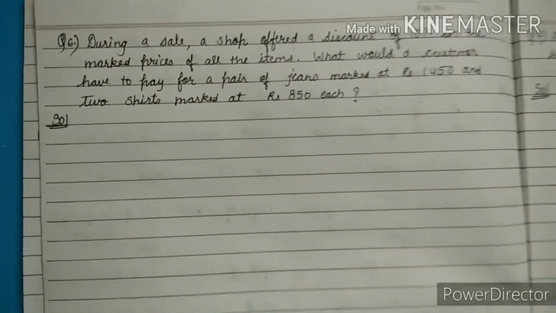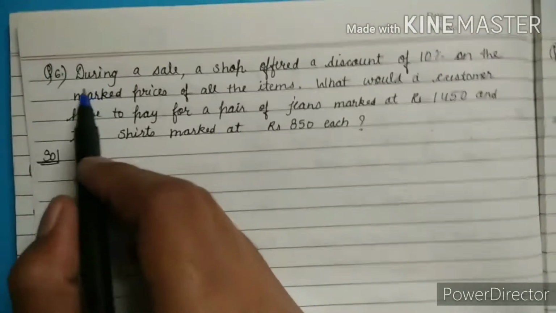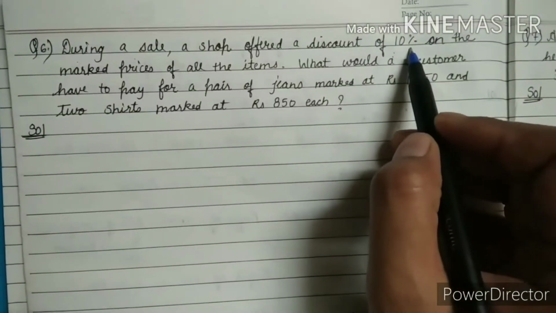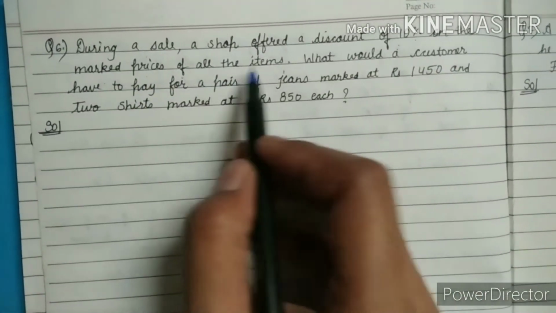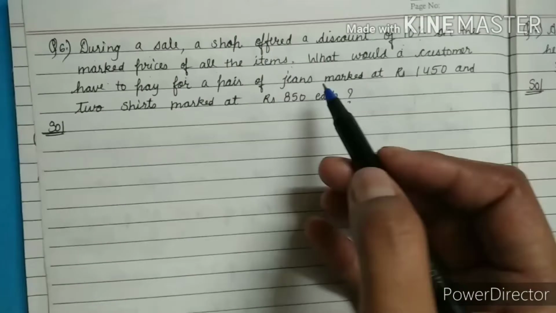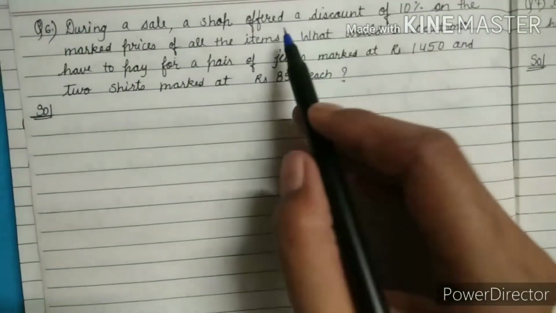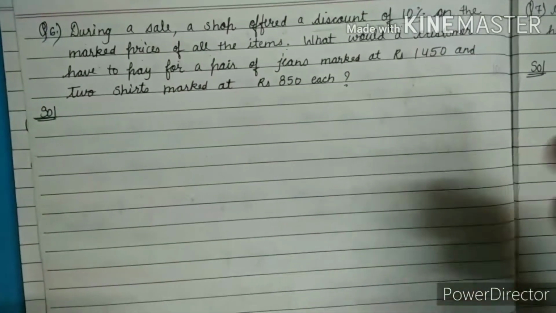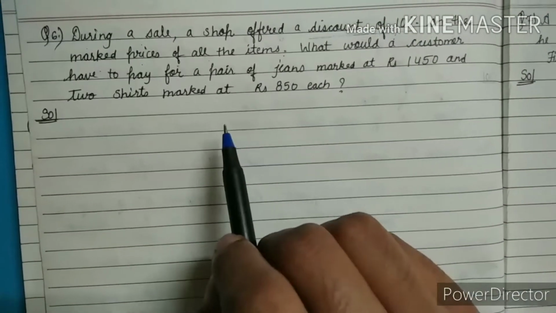Question number 6 of exercise 8.2 of class 8th: during a sale, a shop offered a discount of 10% on the marked price of all the items. So in the shop, how many items are there? On all the items, they are offering a discount of 10%. Each and every item has a discount of 10%.